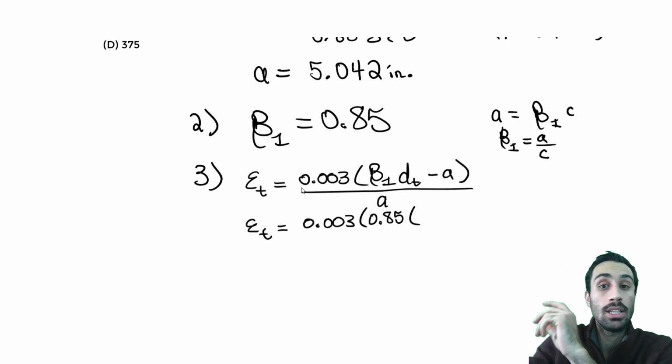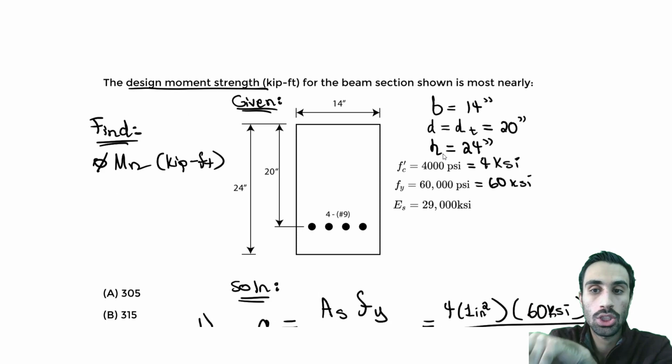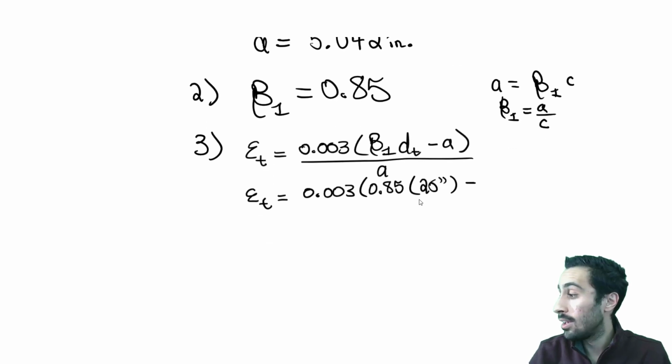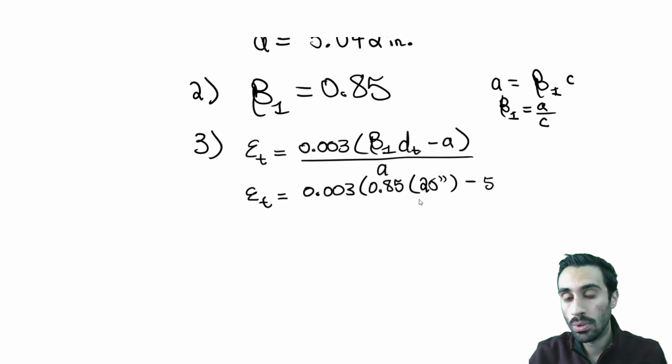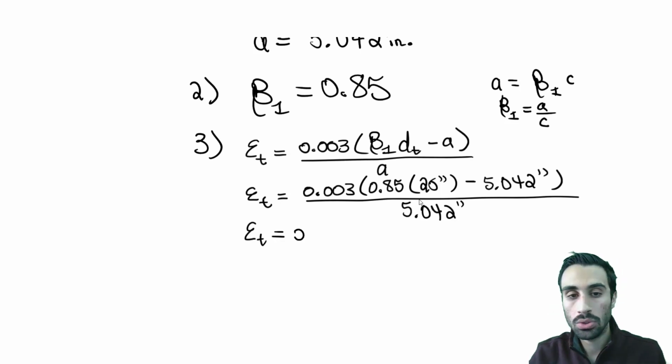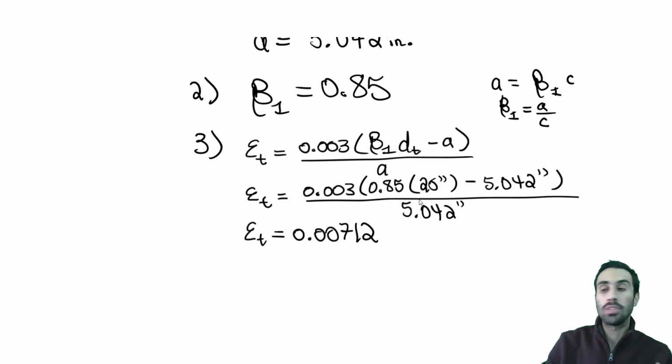You multiply by dt. What's our dt? We stated that initially. It's 20 inches, right? Put that 20 inches, minus the A value. The A value is 5.042 inches. Close that, and we take all of that divided by 5.042 inches. So now we find epsilon t, the strain, and that equals 0.00712. So we have the strain now.